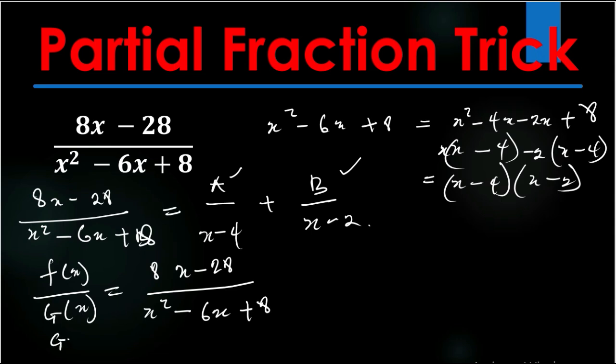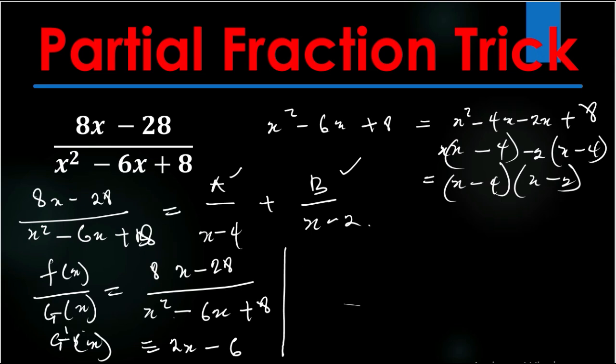Now I'll look for g prime of x. g of x is x squared minus 6x plus 8, and g prime of x will only be me differentiating the denominator. That will be 2x minus 6.